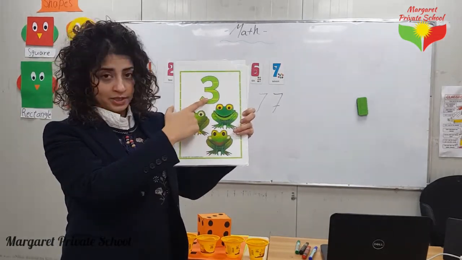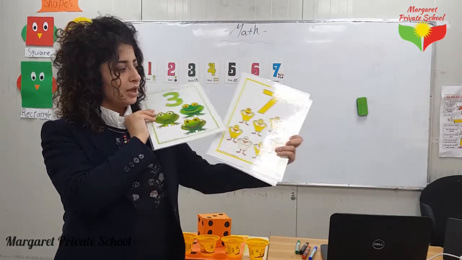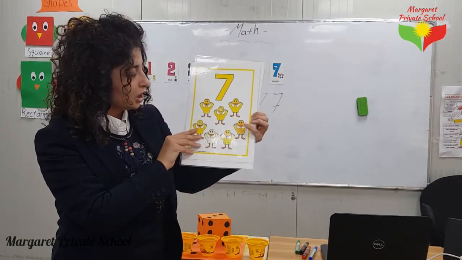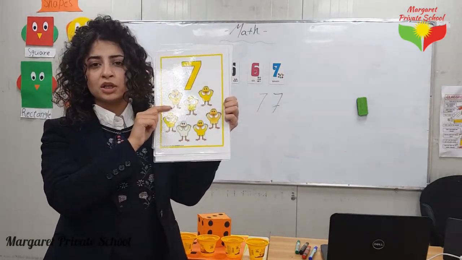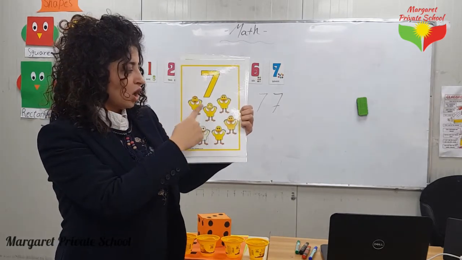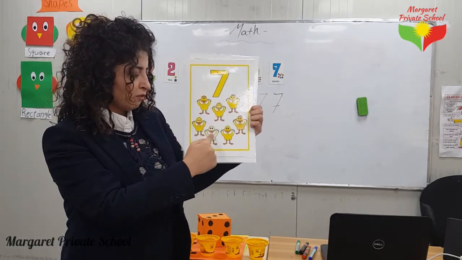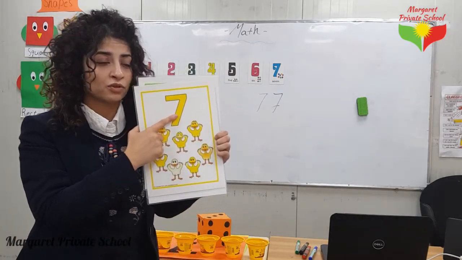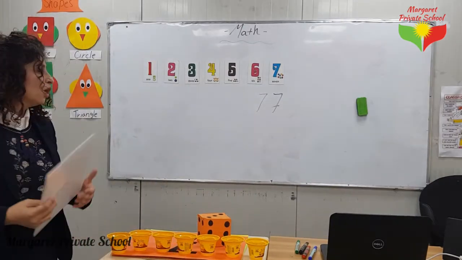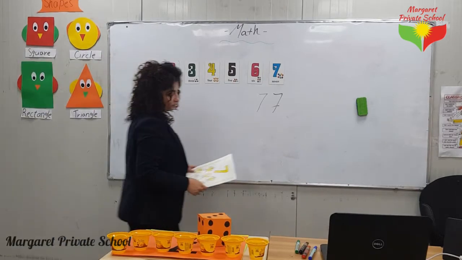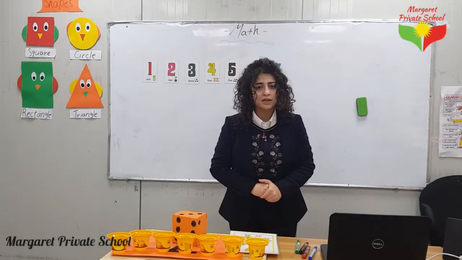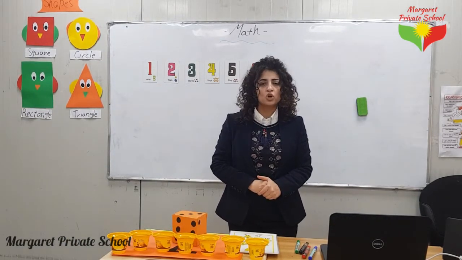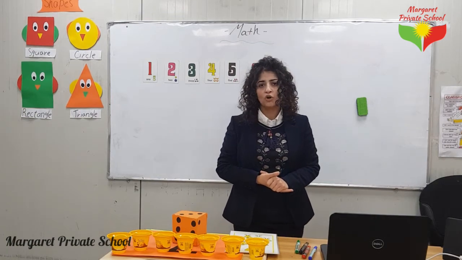So this number is 3. And from here, how many chickens do we have? Let's count. 1, 2, 3, 4, 5, 6, 7. So we have 7 in this picture. Now after this, we are going to see some pictures and some videos.